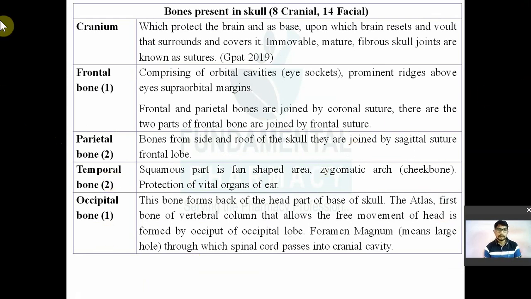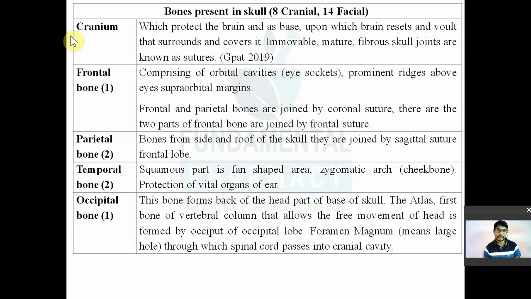So now, bones present in the skull. Skull में खोपड़ी में कितने bones होते हैं? So there are 8 cranial bones and 14 facial bones. Okay, those are present in the skull. Out of that, first we'll see the cranium.